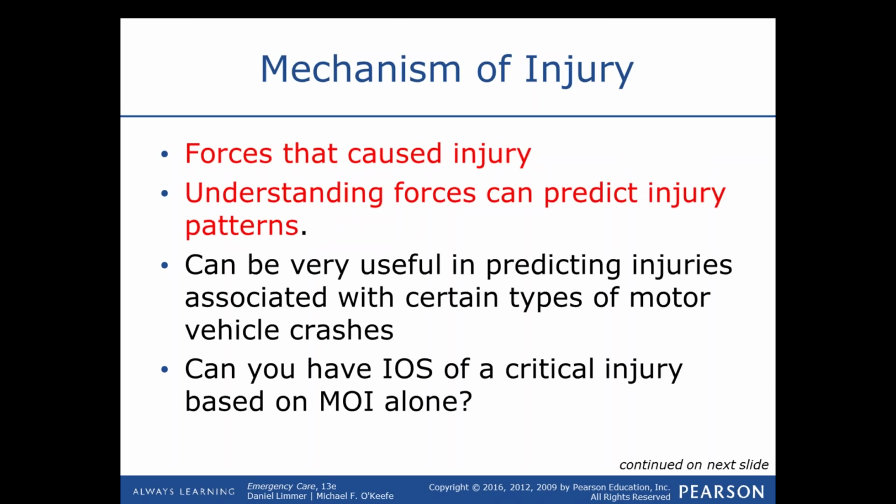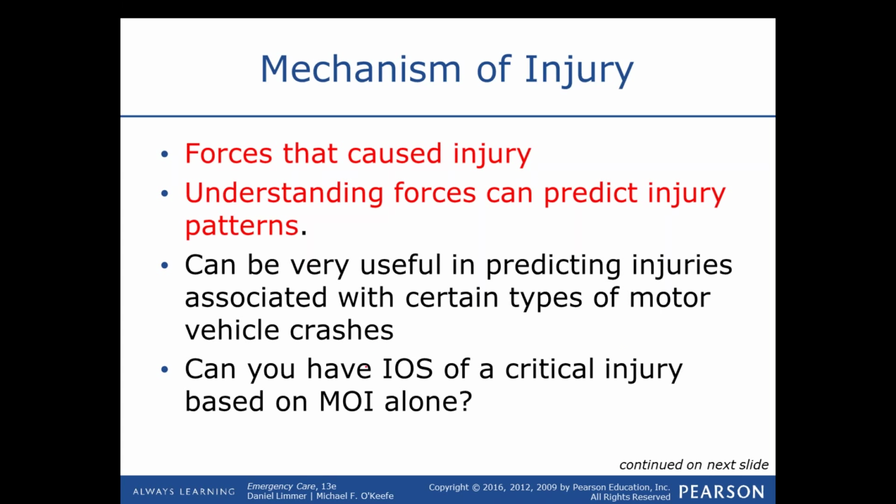Different types of mechanism of injury. We're talking about the forces that cause the injury specifically, like we said, a front-end collision, or blunt force trauma, or penetrating trauma, something along those lines. There's a couple of different injury patterns that are associated with specific types of wounds and injuries. So that's where we get into pretty useful stuff when it comes to predicting injuries associated with motor vehicle collisions.